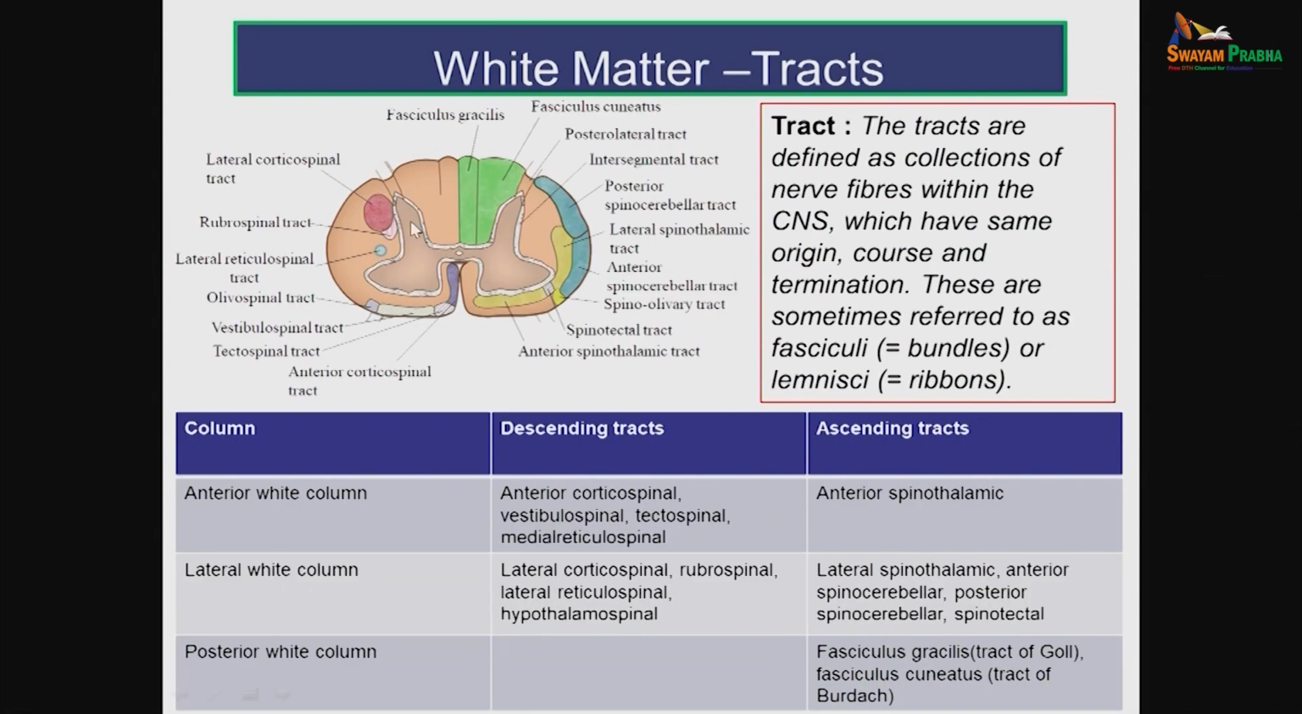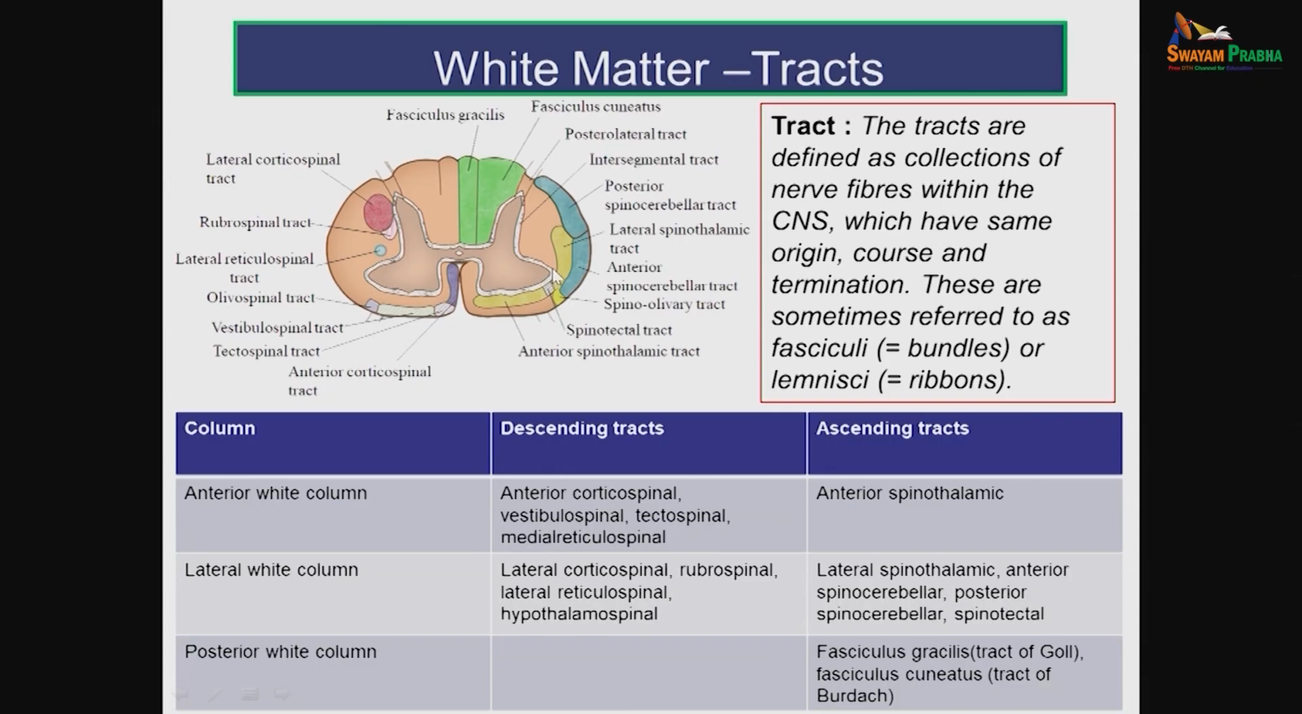Now, having learned the grey matter, we learned various nuclei, that is, collections of nerve cell bodies within the central nervous system. Outside, we talked about the white matter. We told white matter is composed of nerve fibers, neuroglia and blood vessels. So this white matter contains various tracts.